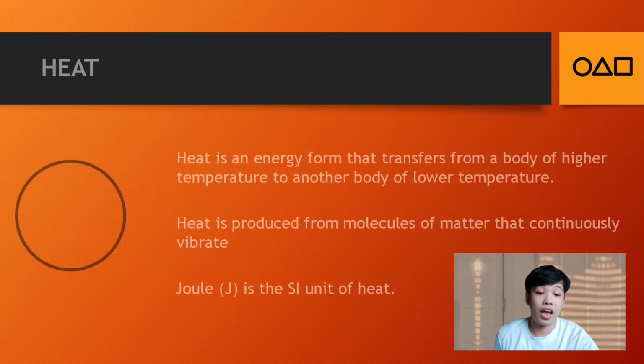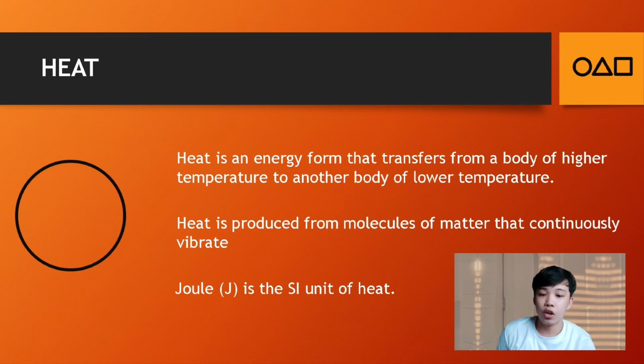Now, heat is an energy form that transfers from a body of a higher temperature to another body of a lower temperature. Hence, it can be transformed. Bear in mind that heat is a form of energy, hence it can be transformed into another form of energy. For example, geothermal energy, wherein they use the heat coming from the Earth's interior to generate electricity. Heat is produced from molecules of matter that continuously vibrate. And the unit for heat is joule, which is represented by capital J.